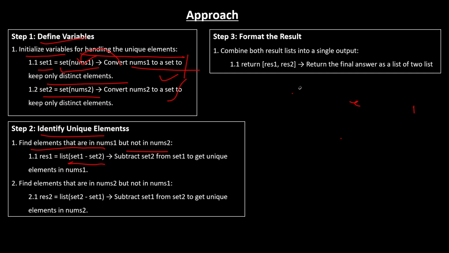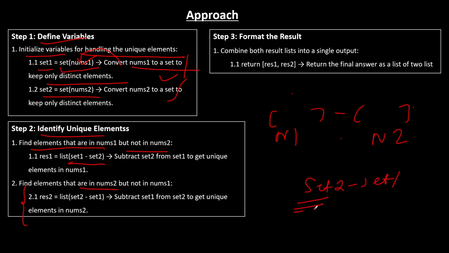Because of using set, we can tackle two things here. First, having unique elements in our array, as the question asked. Second, when we do the difference operation, we get only elements which are present in nums1 and not in nums2. Here also we do the same. If we do set 2 minus set 1, only unique elements of set 2 will be there. If we do set 1 minus set 2, only unique elements of set 1 will be there. That's all. We did these two things.